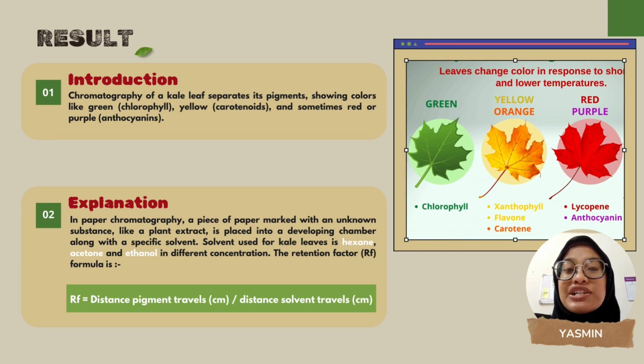To quantify this separation, we use a parameter known as the retention factor, or RF. The RF value for each pigment is determined using the formula RF equals the distance the pigment travels divided by the distance the solvent travels. Here, the distance the pigment travels represents how far its band moves up the chromatography paper from the original spot, while the distance the solvent travels is measured from the original spot to the solvent front.